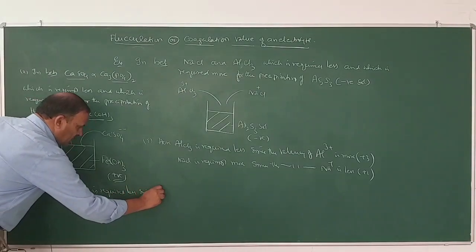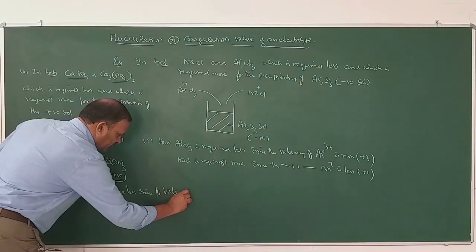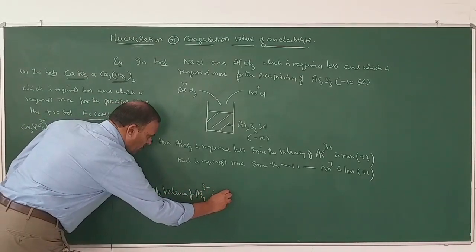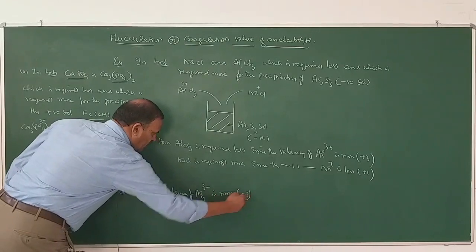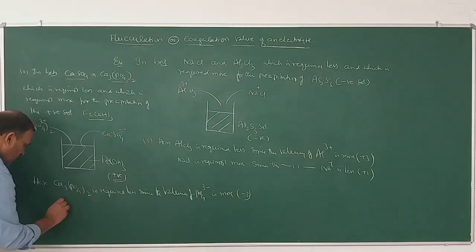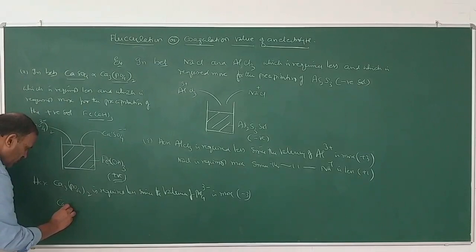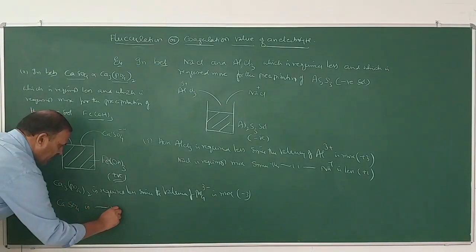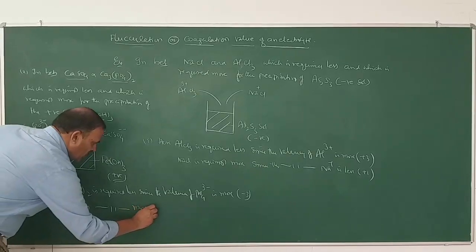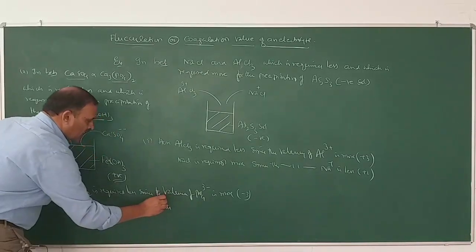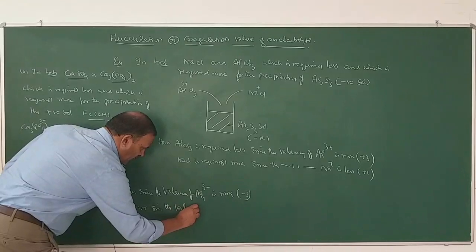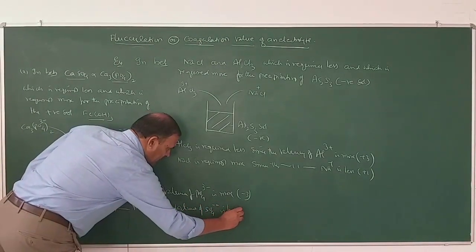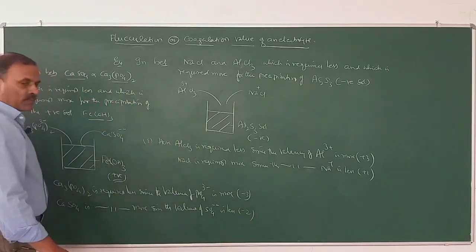Since the valency of PO4 3 minus is more, that is -3, CaSO4 is required more since the valency of SO4 is less, that is -2.